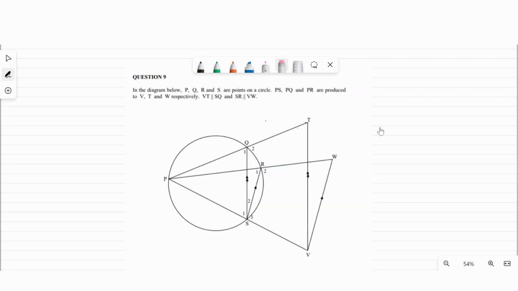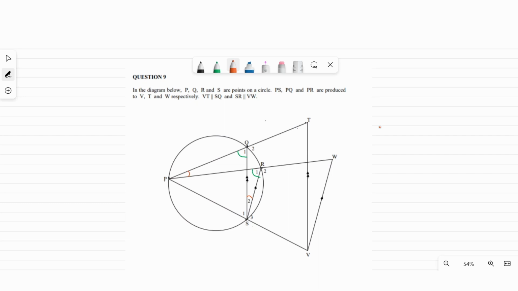It says in the diagram below, it tells us that P, Q, R, S are points on the circle, right? So what do we know if there are points on the circle? We know that angles in the same segment might exist. So let's check whether they exist. We see that Q1 is equal to R1, and we also see that this angle here, which is not labeled, P something, is equal to S2. So that's angles in the same segment. We know that. So let's move on to the question.